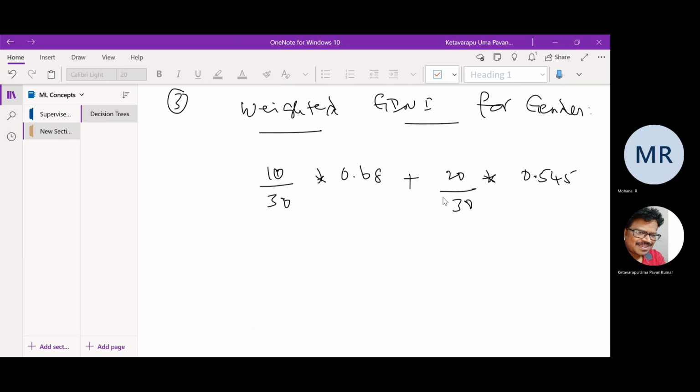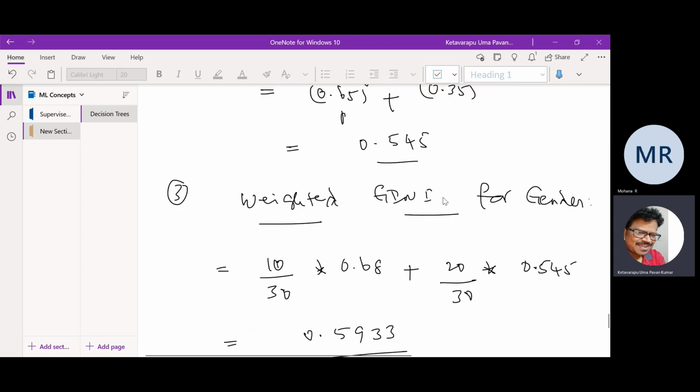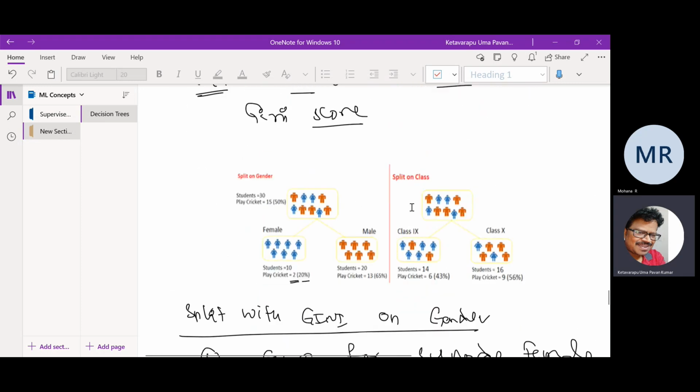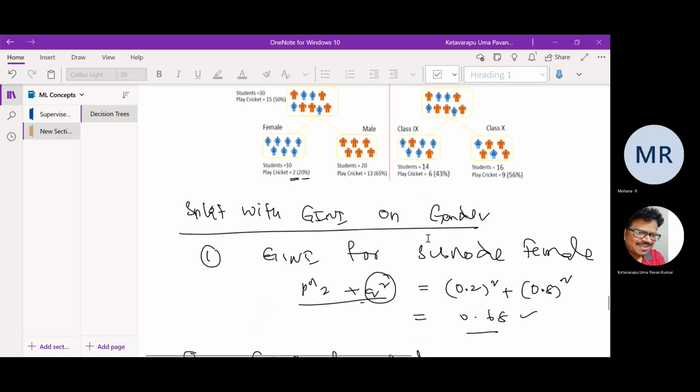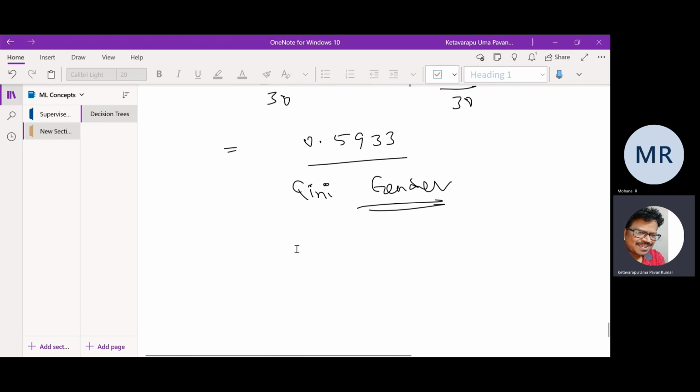0.545. Now, after computing all these, we'll get 0.5933. This is the Gini weighted value of gender. Now, what is the other option, friends? We have to see the split on class. Now we have to decide whether to go with gender or class.